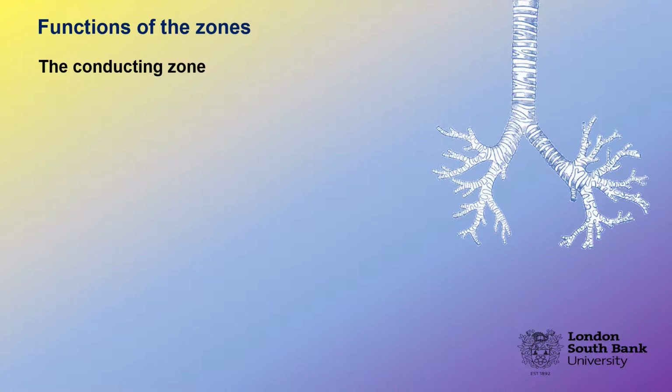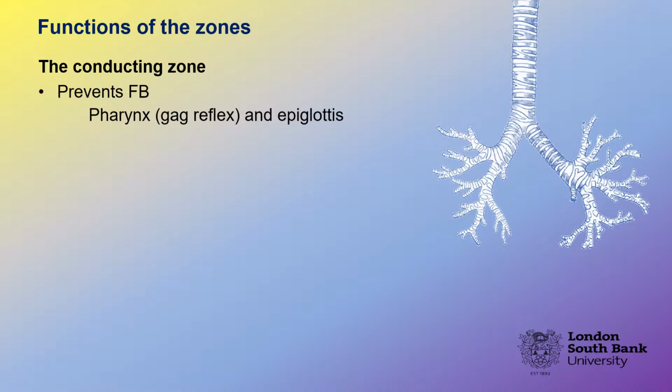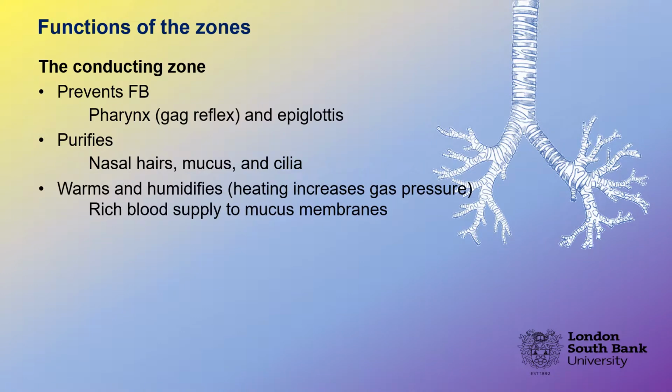So the main function of the conducting zone is going to be to conduct air. But it has other functions if you think about it. We've got the prevention of foreign bodies, so we've got the gag reflex, we've got the epiglottis. It also purifies, so we've got nasal hairs, we've got mucus and mucociliary clearance, if you remember. And it warms and humidifies, and in some ways this is quite important because heating gases increases gas pressure.